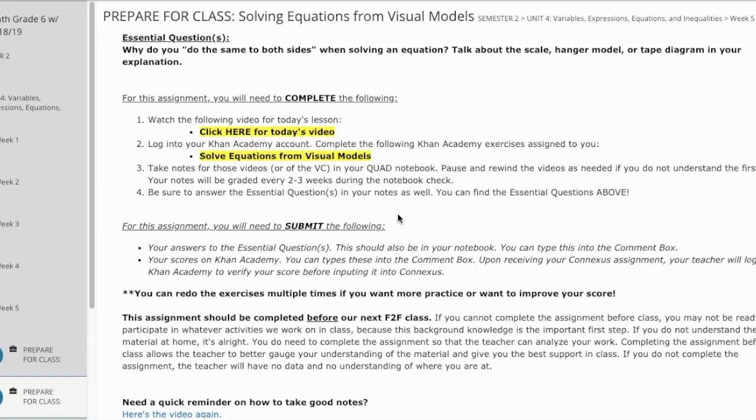When you're solving a problem in the future, I will not force you as to which model you need to draw, but you do need to know about all 3 models. So there should be at least one example of each of those models in your notes. Okay? For your exercise today, you're just working on solving equations from visual models. And you should have your essential question answer at the end of your notes when you are done.